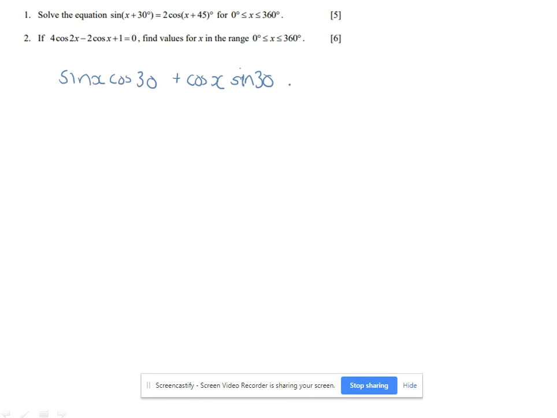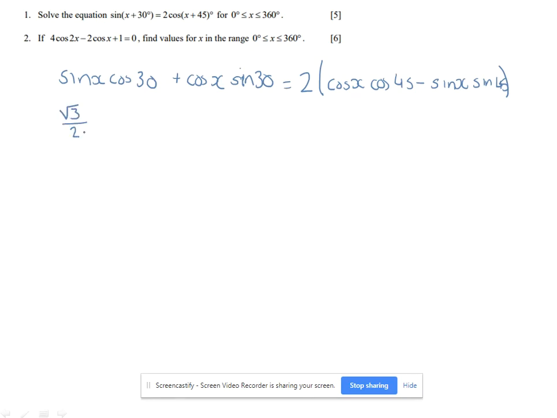And that equals our other side, where we're going to have to leave the 2 where it is. And now we've got to do cos(x + 45). So again, looking up the formula, we end up getting cos x cos 45 minus sin x sin 45.